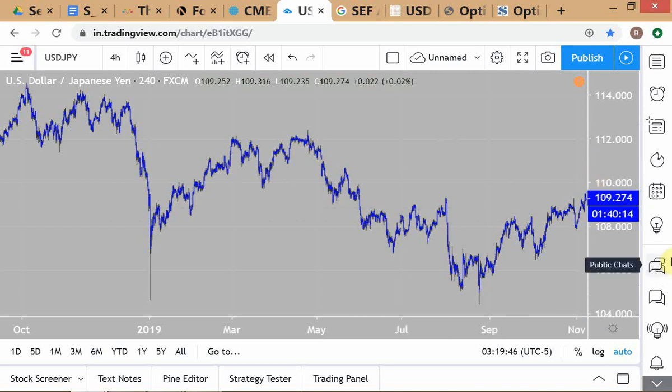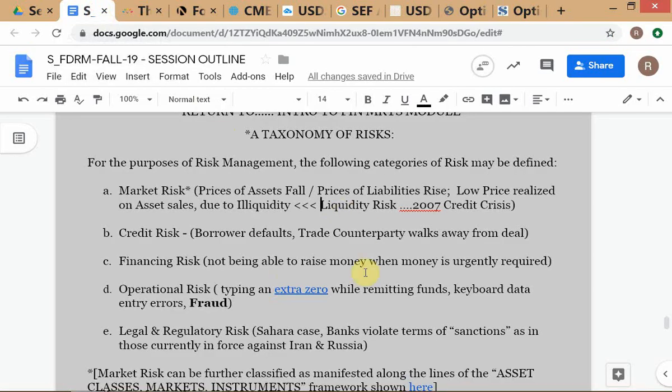So that's the first point to get out of the way as far as risk is concerned. All right, so the first point is clear. These are all in your notes, so everything is written down. So we are now, these are the 5 types of risks that we have talked about.